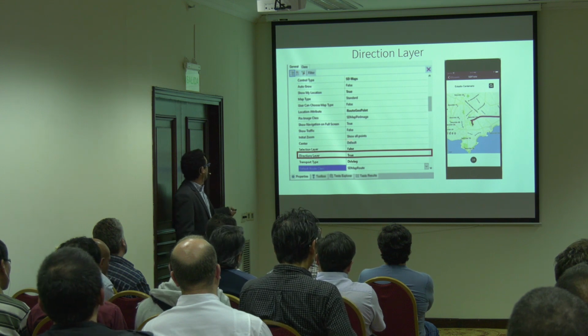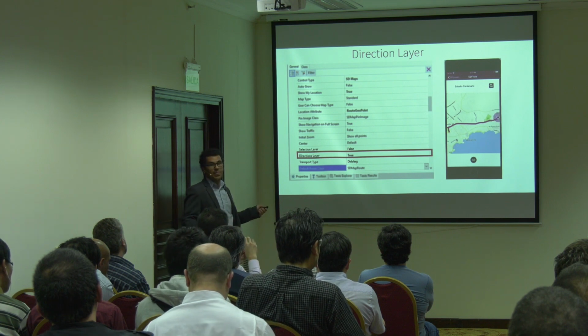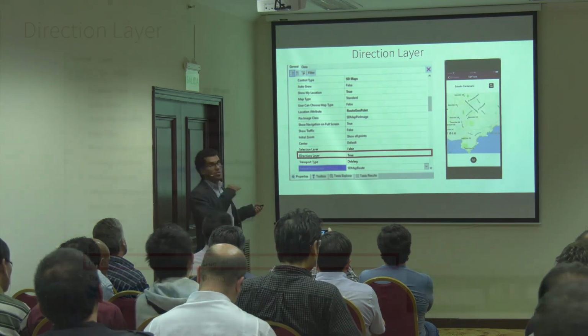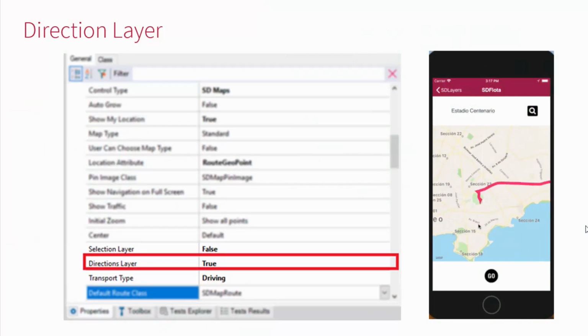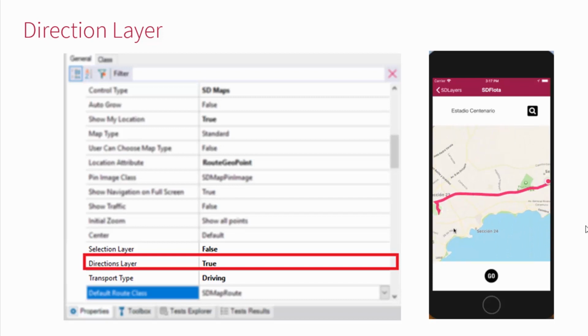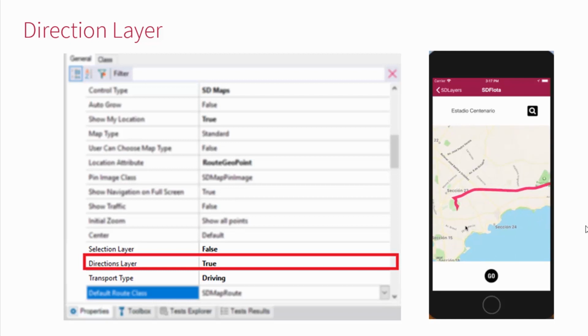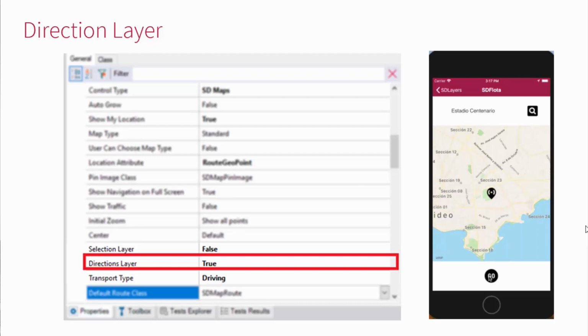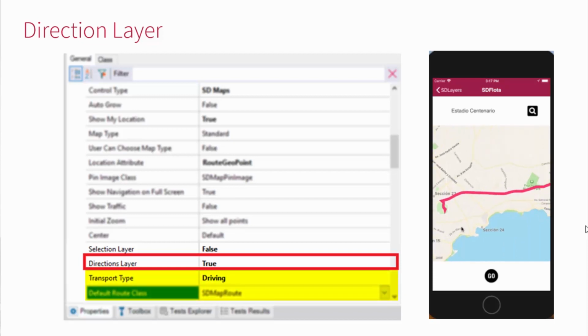The other property for this behavior is the direction layer. Now, the direction layer, in the same way, when I had an SD Maps control, it was showing me for every geopoint that I had entered in my grid, it showed me, for instance, the cultural attractions. Instead of showing me the cultural attractions, it's going to draw the road joining those two places. And it's also going to give me two other properties.